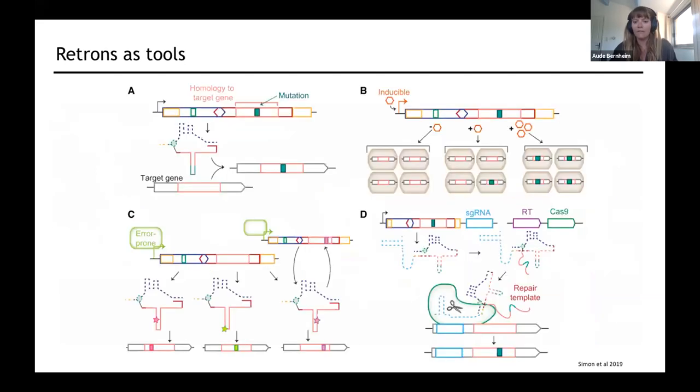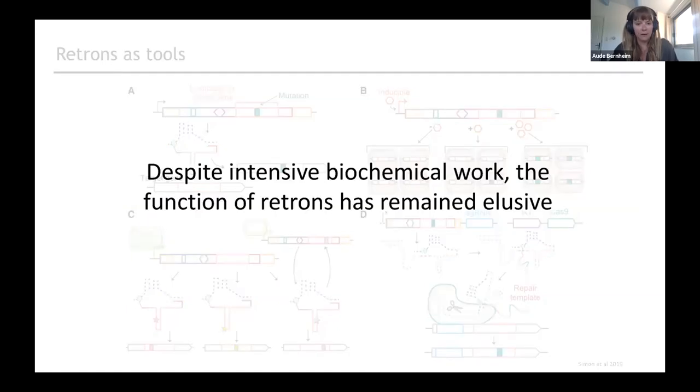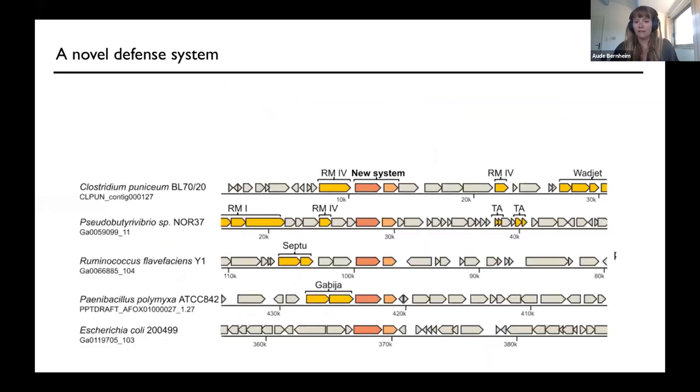And these elements were even used as tools in, let's say, genome engineering experiments, but still, despite the biochemical work, no function of retrons. And how did we come to this? Well, as you know, maybe, the lab I was a part of is involved in finding novel defense systems. And so we were looking at this novel defense system. It was nice, had everything we like. So we basically had this suspicion it was a defense system because it stands next to other defense systems.